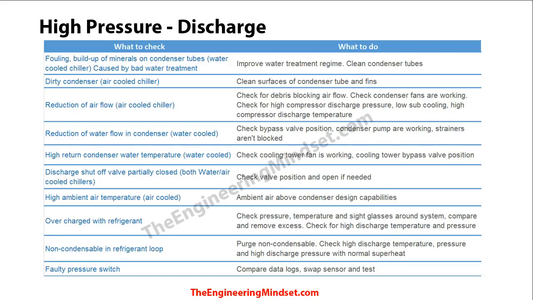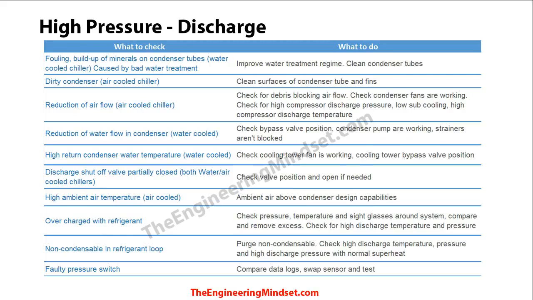So you can see at the top there, we've got fouling, and that is a build-up in minerals on the condenser tube. Now this is very common in water-cooled chillers especially, and it's always caused by bad water treatment regimes. So you want to make sure that this is a top priority on your system in your buildings, and advise your clients, etc., to make sure they do this.